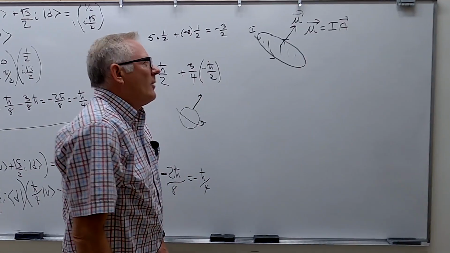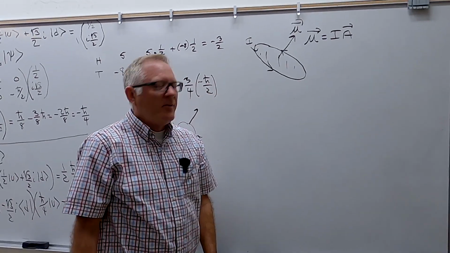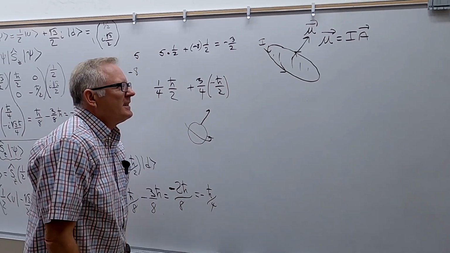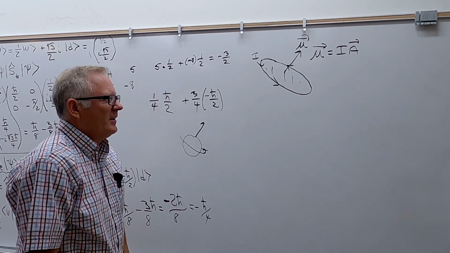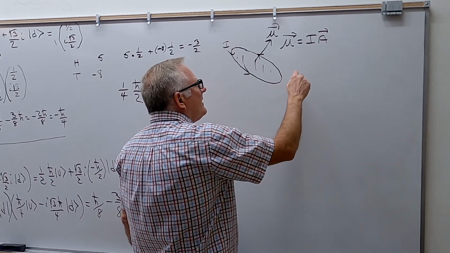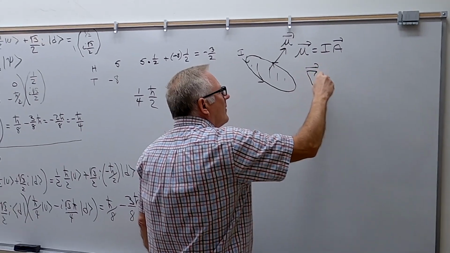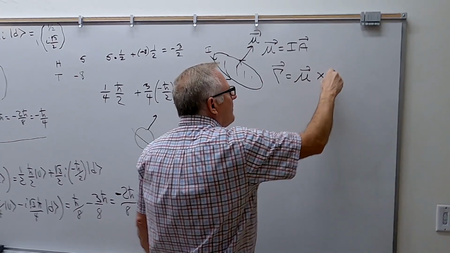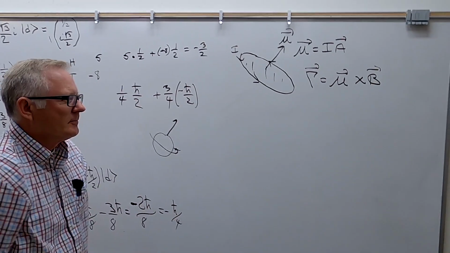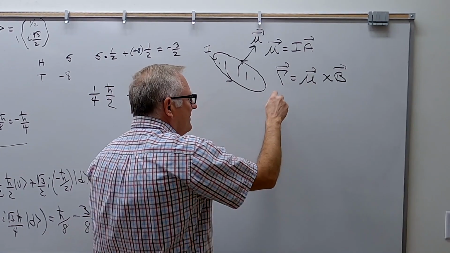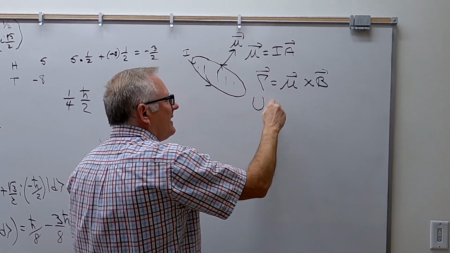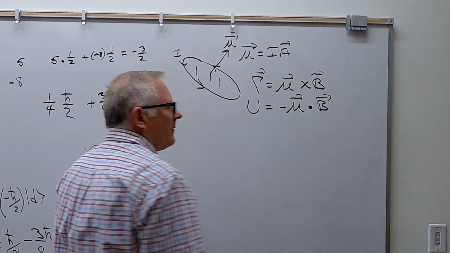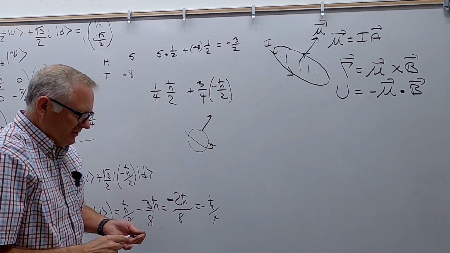Okay, and then you said, well, if you put this into an external magnetic field, first of all, you got a torque, which was mu cross B, where B was your external magnetic field. And you also got the potential energy. I think you said it was minus mu dotted with B. Those were the equations right here.